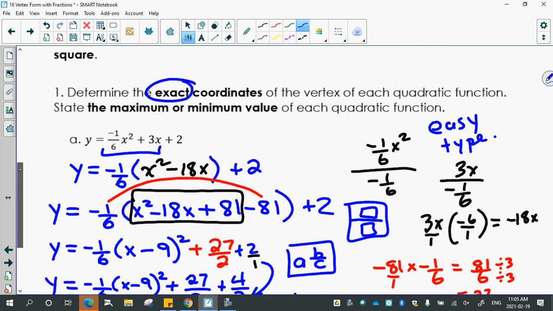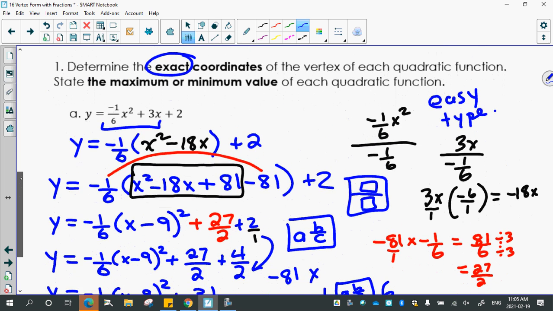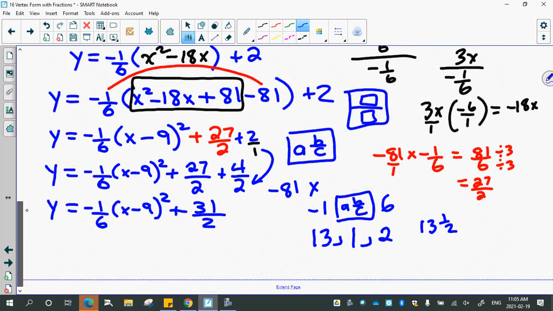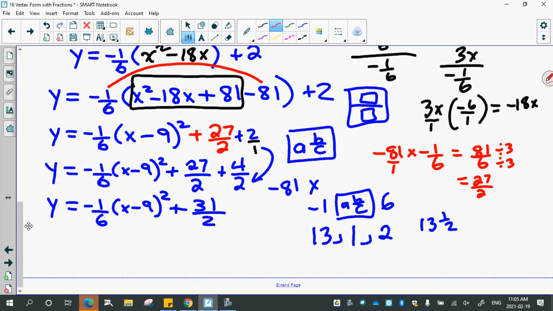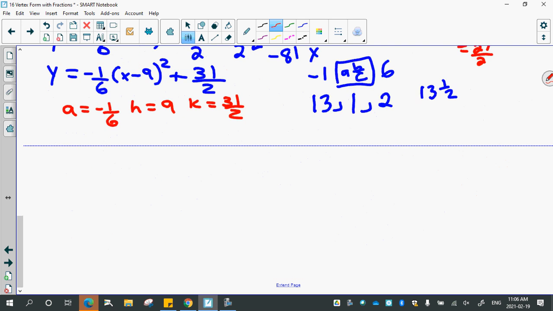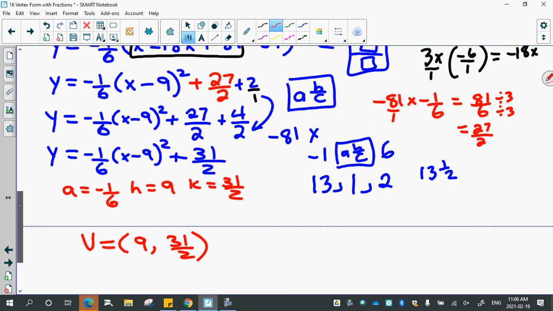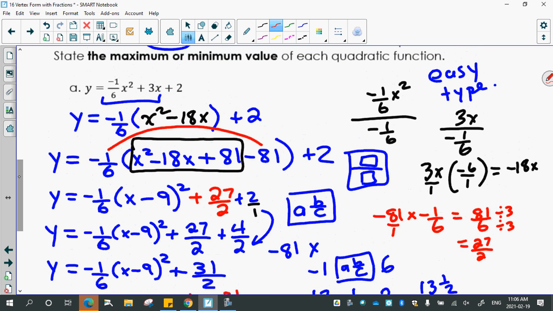So let's read back the question. Determine the exact coordinates of the vertex. State the max or min value of each function. Okay, so we now know that A is -1/6, H is 9, and K is 31 over 2. Which means my vertex is at 9 and 31 over 2. And how do I know whether it has a maximum or a minimum? It is negative, so it has a maximum.